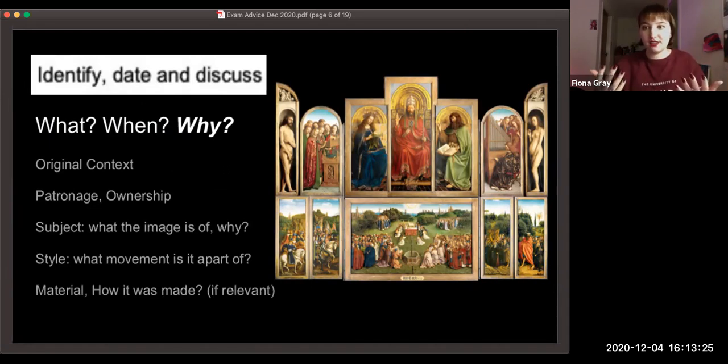Then, why is there a painting of this specific thing? And then you can think about formal qualities. What's the style of it? What material is it made of? So these questions, when you had to memorize the dates and the title and a vague date in previous exams, it was called identify, date, and discuss. That's what it said on the exam. This is a fancy way of saying what, when, why.